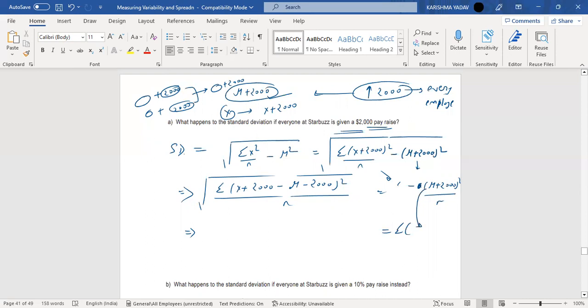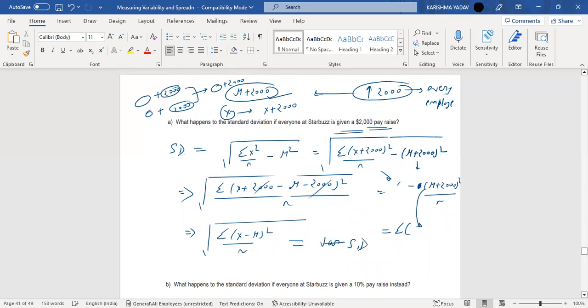So we can write it like this. Now you can see that plus 2000 and minus 2000 will cancel out. This is equal to sigma x minus mu whole square divided by n, and this is the formula for the standard deviation.